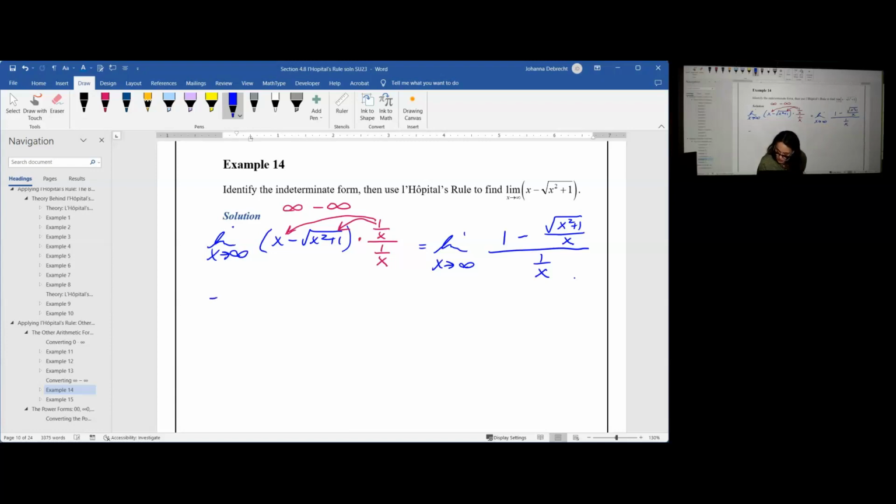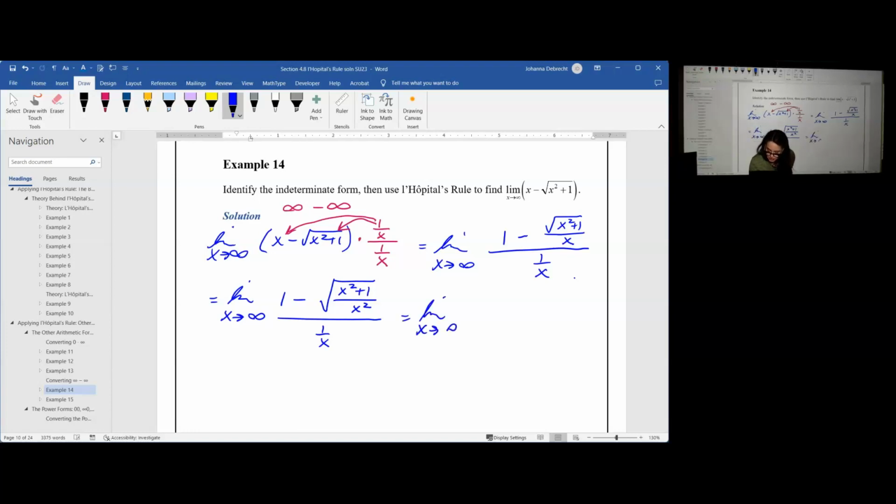And then we can write that this becomes the limit as x goes to infinity of 1 minus the square root of x squared plus 1 divided by x squared, all under the radical, and divided by 1 over x. Now I'm going to simplify what's under the square root by dividing each term in the numerator by the monomial single term denominator.